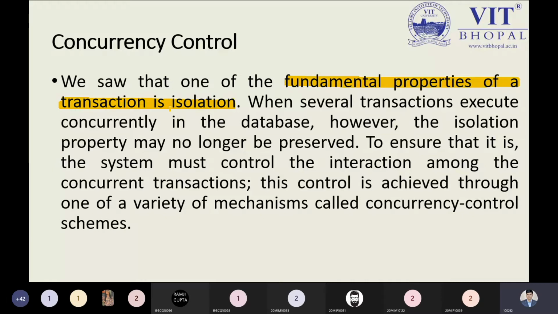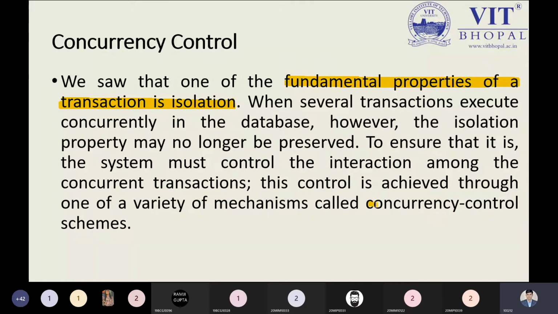When several transactions execute concurrently in the database, however, the isolation property may no longer be preserved. That is the problem. When we have a huge volume of transactions at a time, isolation may not be preserved, because a transaction that was in a consistent state goes into an inconsistent state, and after the completion of its execution it changes back into a consistent state. That's why isolation may no longer exist. To ensure isolation, the system must control the interaction among the concurrent transactions, and this control is achieved through one of an important variety of mechanisms called concurrency control schemes.